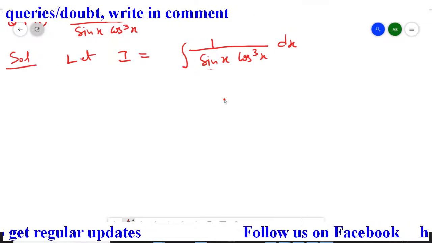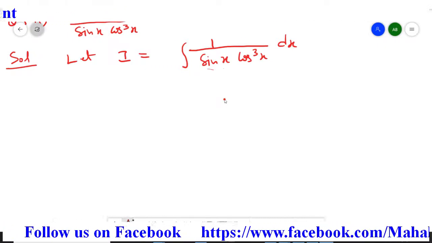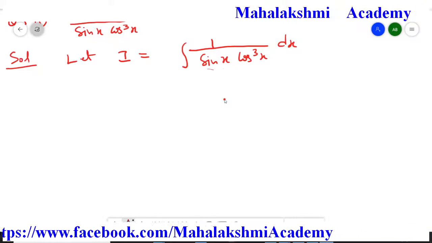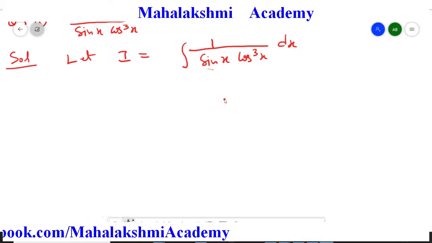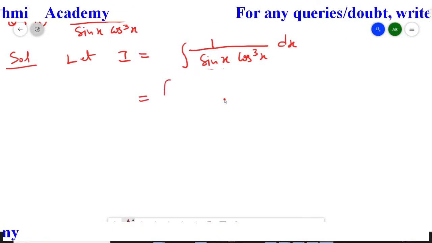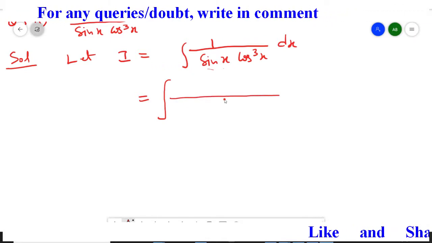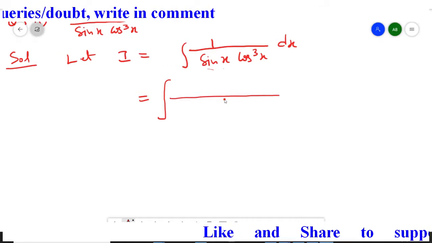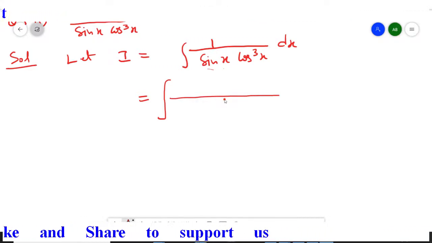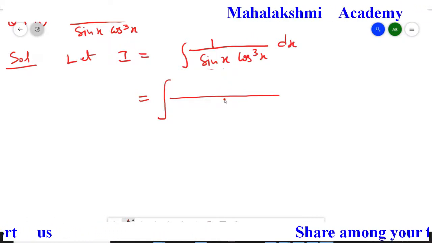So we are going to change the trigonometric functions here, sine and cos, in terms of tan and sec. For that, I am going to divide the numerator and denominator both by cos to the power 4. It's a method, students, in integration, that sometimes we have to change the ratios in the form of tan and sec. For that, the highest power of cos is 3, so we take one more power, that is 4.